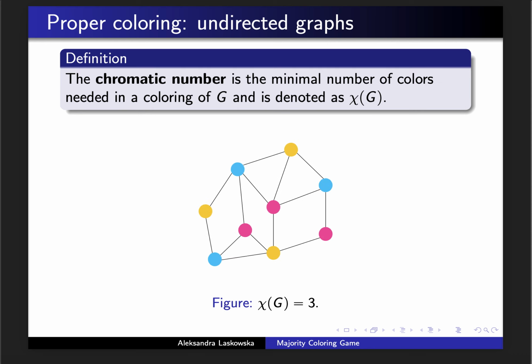And the minimal number of colors needed to color a graph properly is called the chromatic number. As you can see, the chromatic number in our example is 3, as it is not possible to color it properly with less than 3 colors.